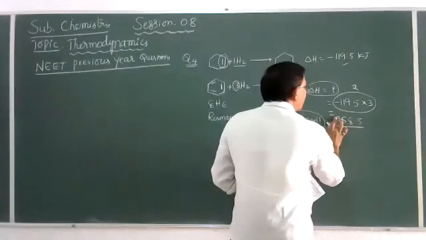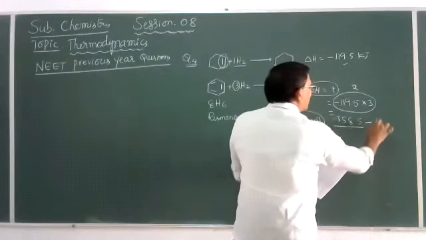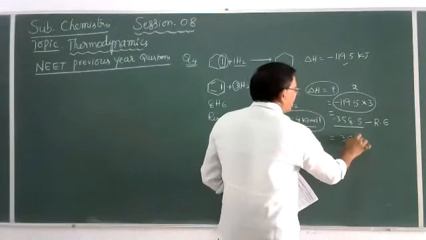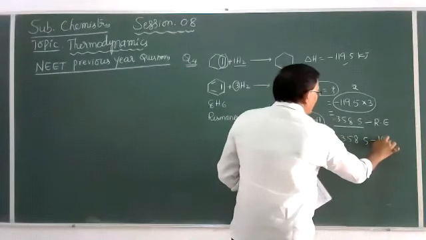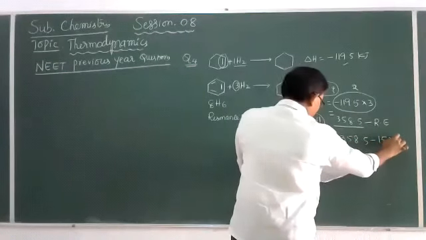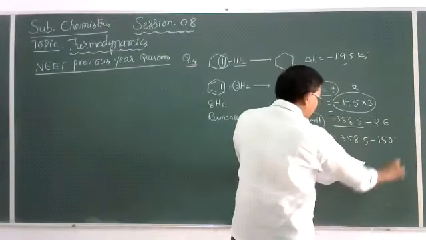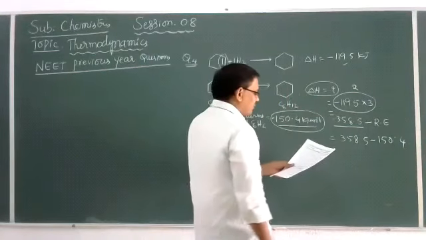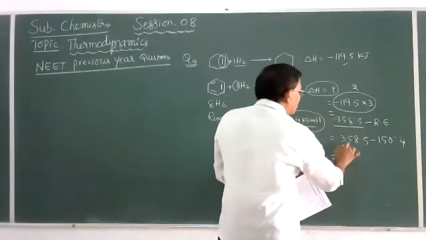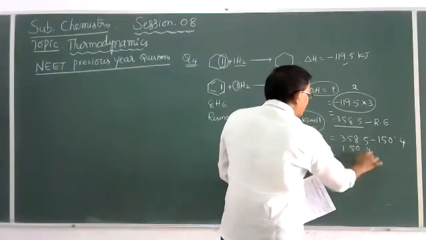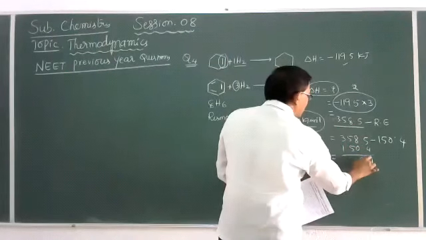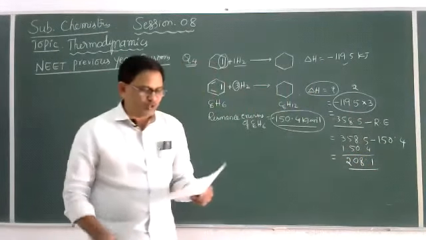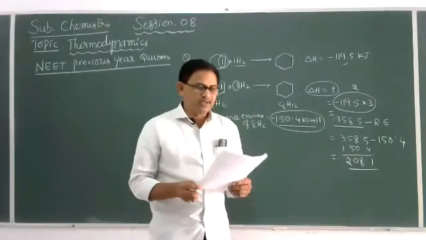From this, remove your resonance energy, RE. Now it is 358.5 minus 150.4, the given value. So nearly here we'll get 208.1. That is the third option, C.